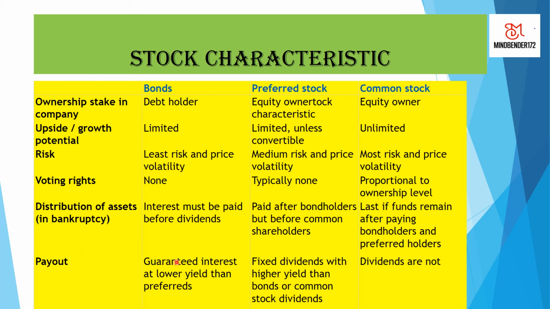Payout: in case of bonds, guaranteed interest at lower yield than preferred. Preferred stocks, fixed dividends with higher yield than bonds or common stock dividends. With common stock, dividends are not guaranteed. So these are the characteristics of all these three stocks.